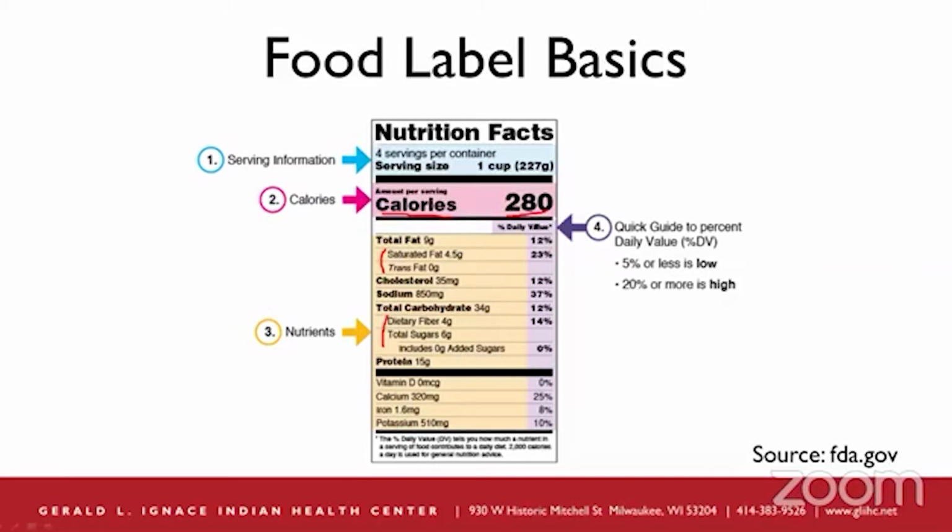On the right side of all of these numbers, you have the percent values. As an example for this particular label, 9 grams of fat is 12% of your daily value. Similarly with vitamins, in this case, the 320 milligrams equates to 25% of your daily value.